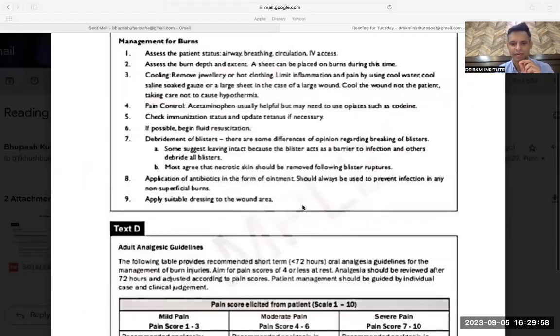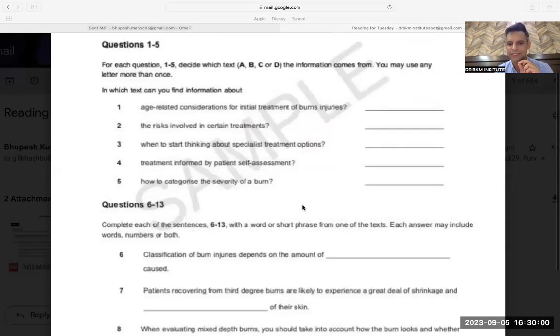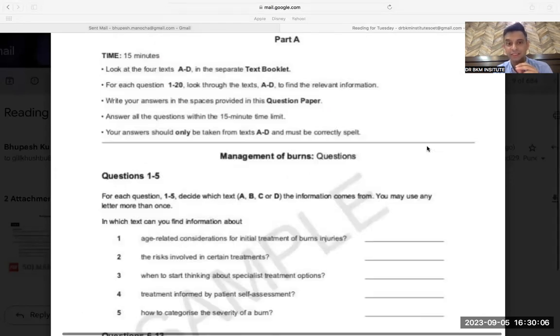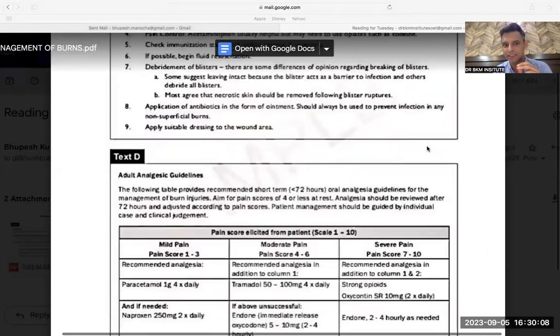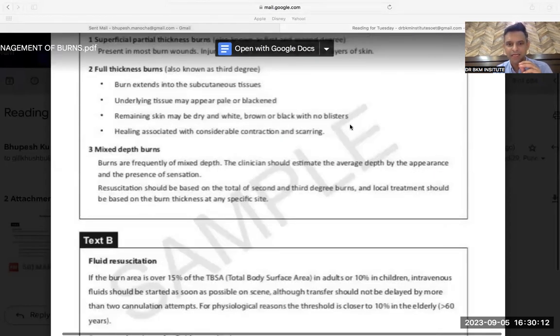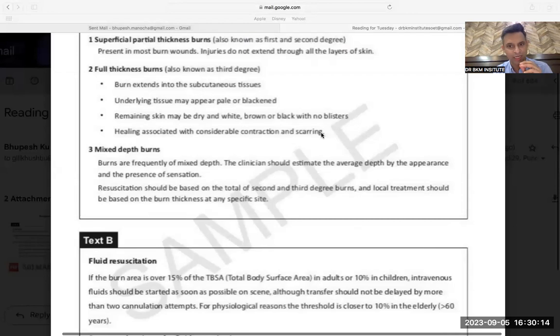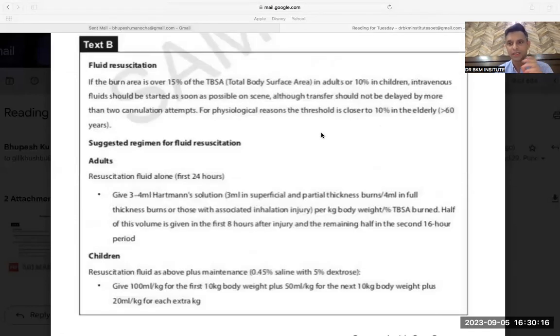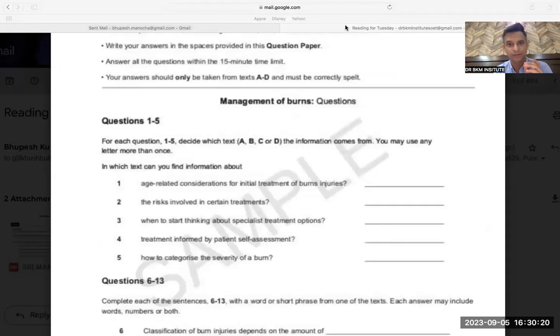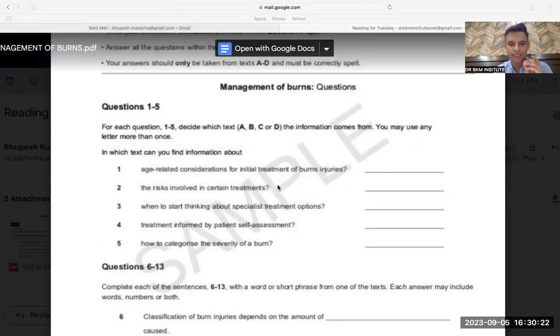So now I will try to fill the word. That is how my mind will go. Third degree burn patients are likely to experience a great deal of contraction, which means shrinkage. This is a difficult exam. Normally these are very simple, but contraction means shrinkage and scarring. So scarring should be my answer as per me. So the main time is saved in finding where the question is. So now I will do the next question.